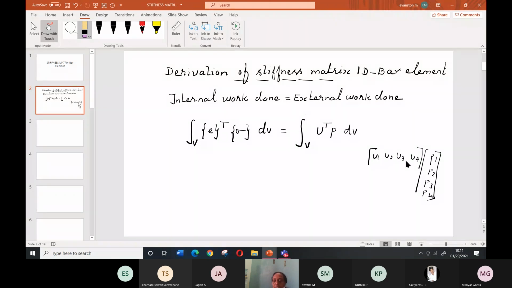When I transpose this one, what will I get? I will get u1 in the column direction. This will become a column. That's why I use transpose, and you get u transpose into p. Nothing else is there. So I'll repeat this also.